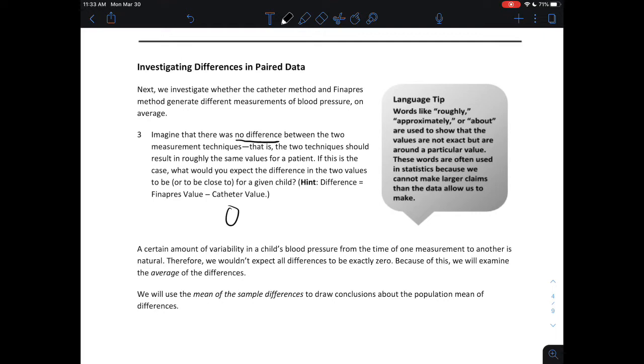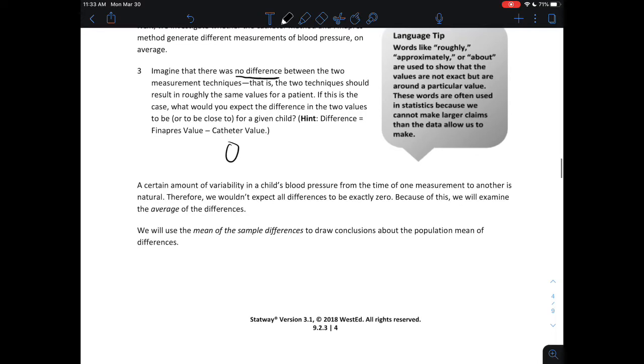A certain amount of variability in a child's blood pressure from the time of one measurement to another is natural. Therefore, we wouldn't expect all differences to be exactly 0. Because of this, we will examine the average of the differences. We will use the mean of the sample differences to draw conclusions about the population mean of differences.